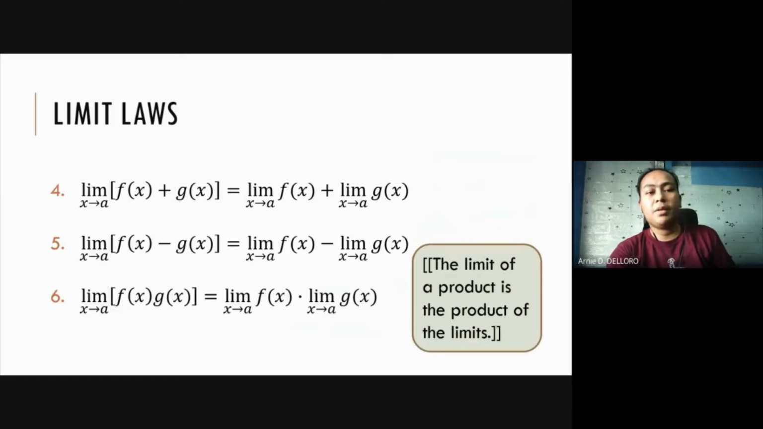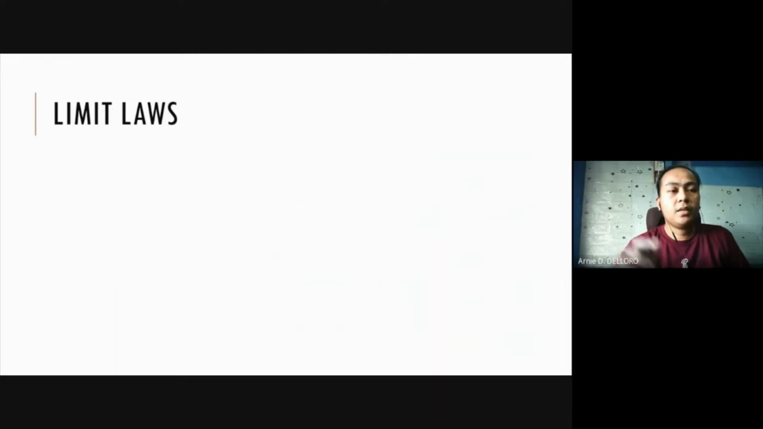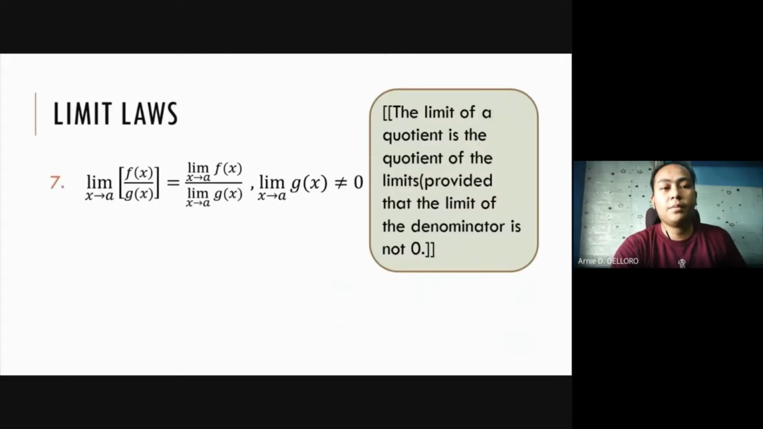Then we also have the limit of the product of two functions. So we have the limit of f of x times g of x as x approaches a is equal to the limit of f of x as x approaches a times the limit of g of x as x approaches a. Next is the limit of the quotient of two functions. Take note that the limit of g of x as x approaches a, the one in the denominator, must not be equal to 0, because if it becomes 0, the limit of the function will be undefined.